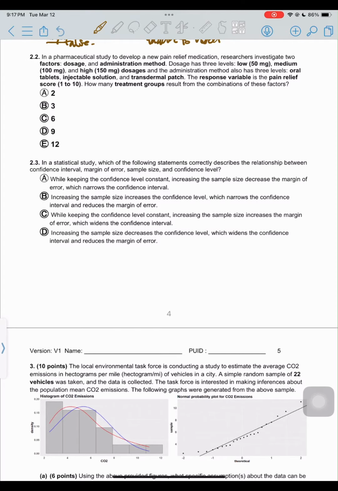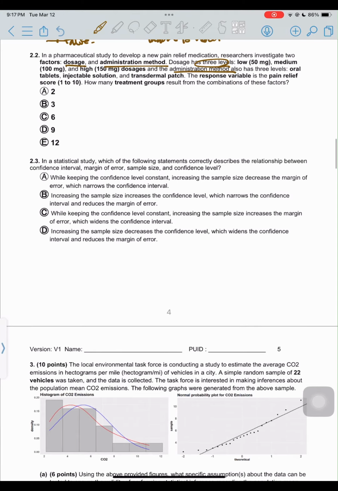The question asks, in a pharmaceutical study to develop a new pain relief medication, researchers investigate two factors, dosage and administration method. Dosage has 3 levels: low, medium, and high. The administration method also has 3 levels: oral tablet, injectable, and transdermal patch. The response variable is the pain relief, 1 to 10, and how many treatment groups result from the combination of these factors? Since we have 3 dosage levels times 3 administration methods, 3 times 3 is 9. So the answer for this question is 9.